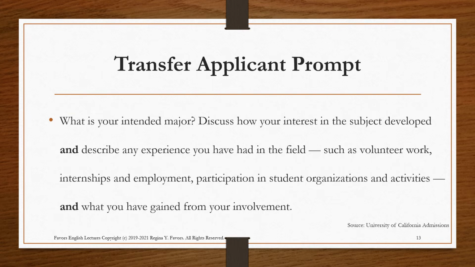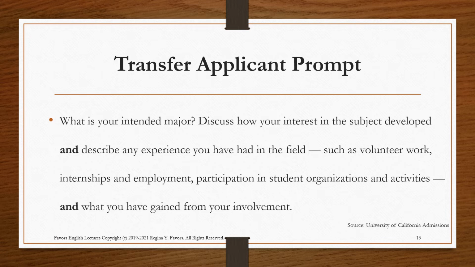So let's look at the transfer applicant prompt that I usually use, and I get it from the UC admissions website. It's one that I noticed that a lot of institutions use, some variation of it. So the prompt is essentially, what is your intended major? Discuss how your interest in the subject developed, and describe any experience you have had in the field, such as volunteer work, internships and employment, participation in student organizations and activities, and what you have gained from your involvement.